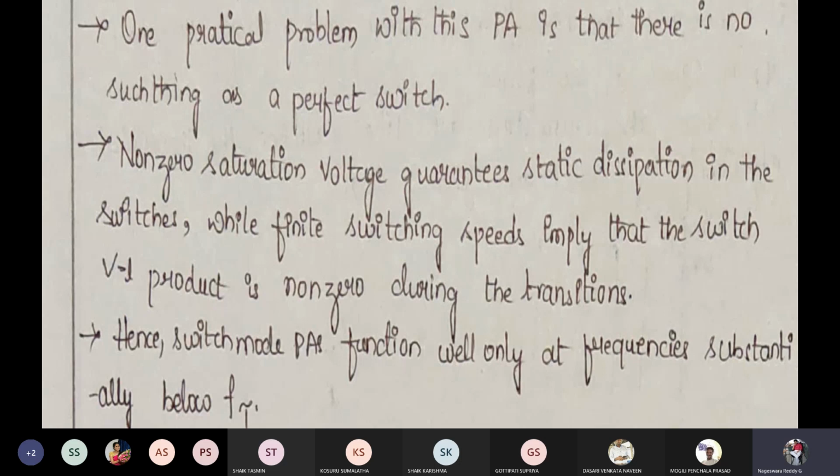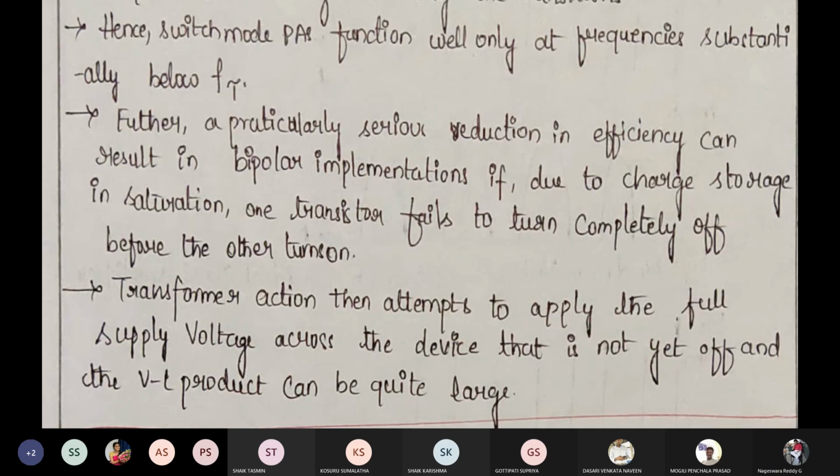The switch mode of power amplifiers works well at frequencies substantially below fT. So a serious reduction in efficiency can result in bipolar implementation, due to charge storage in saturation. One transistor fails to turn completely off because the other turns on. Sometimes the bipolar junction transistors are used.